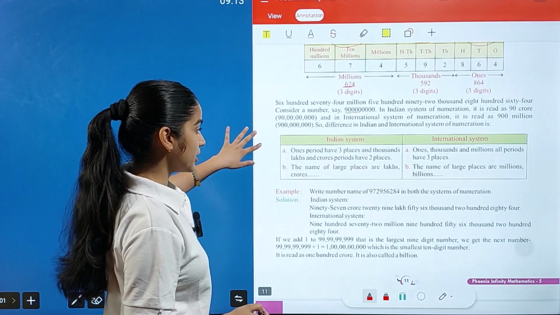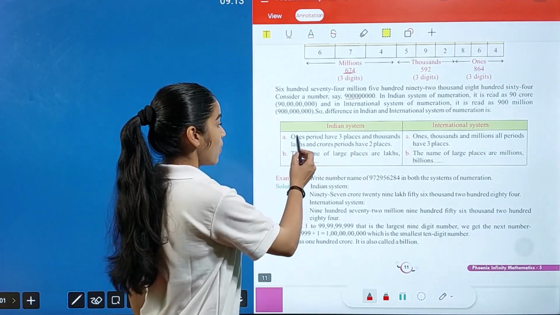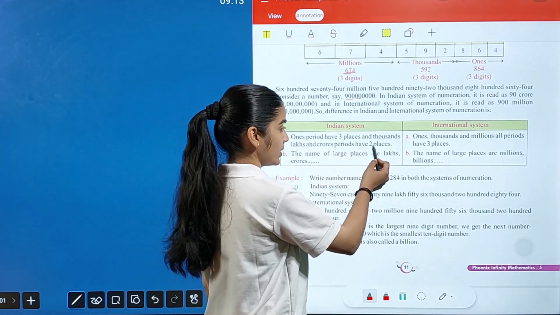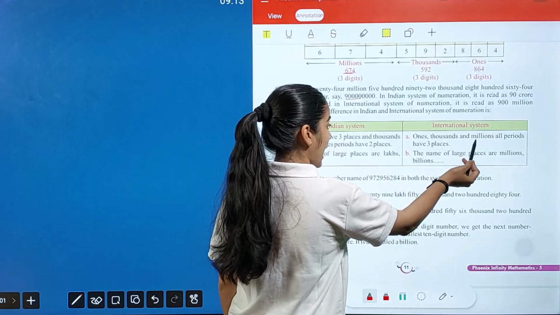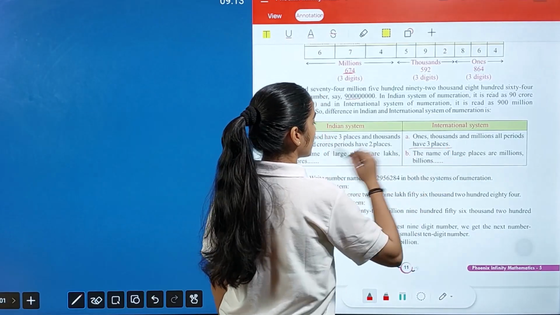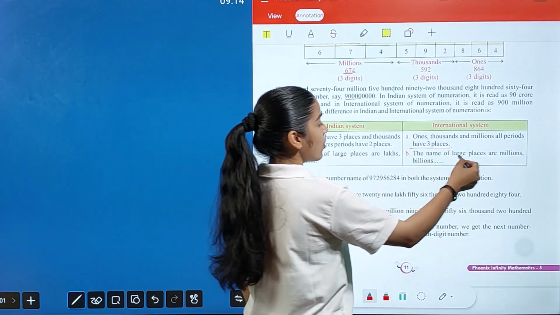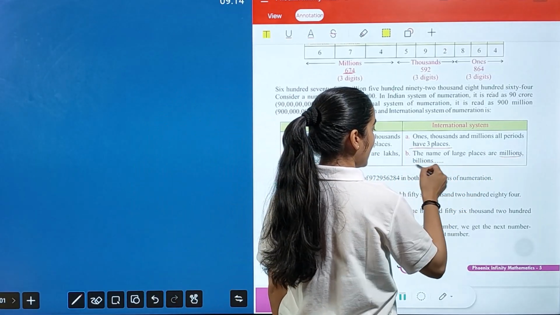Now Indian system and international system. In the Indian system, the ones period has three places, and the thousands, lakhs, and crores periods have two places. In the international system, the ones, thousands, and millions periods all have three places. The names of large places are lakh and crore in the Indian system, and millions and billions in the international system.